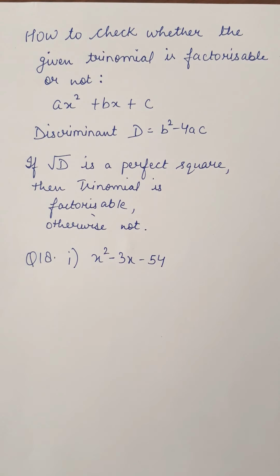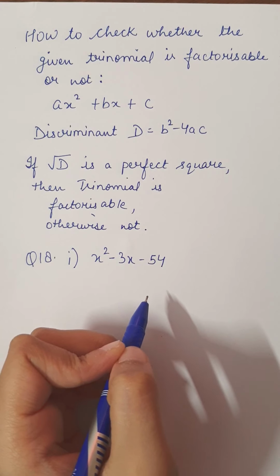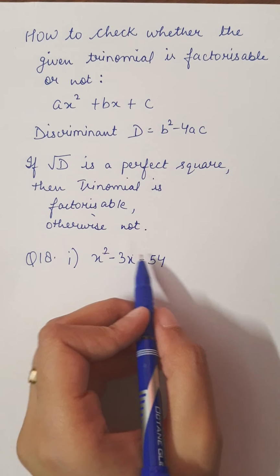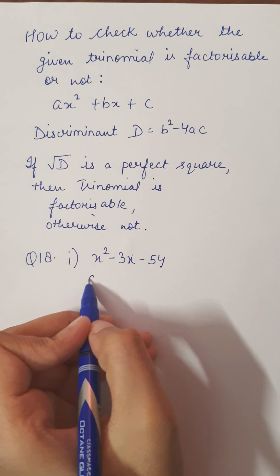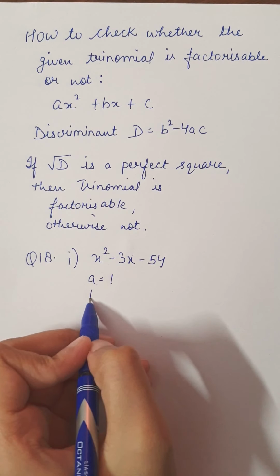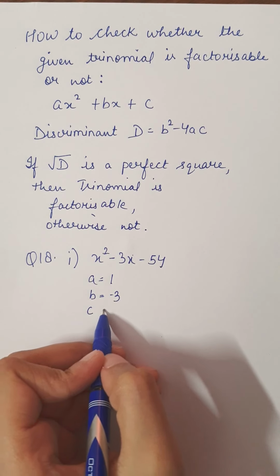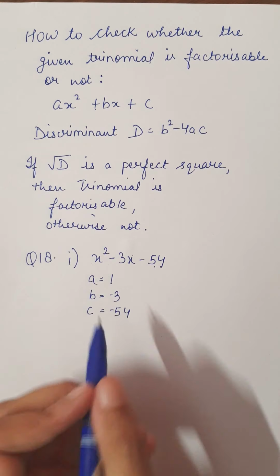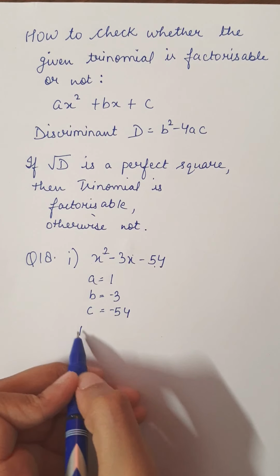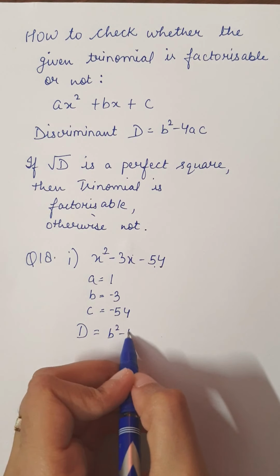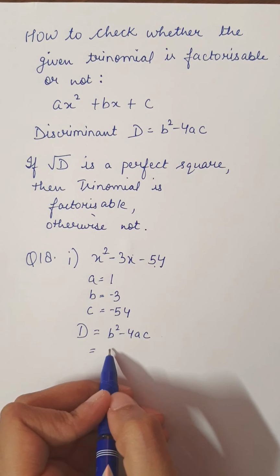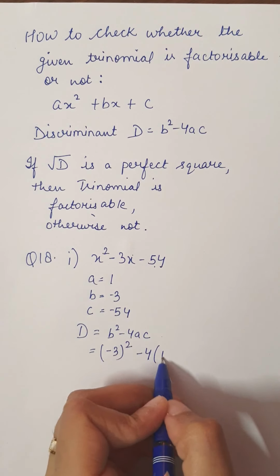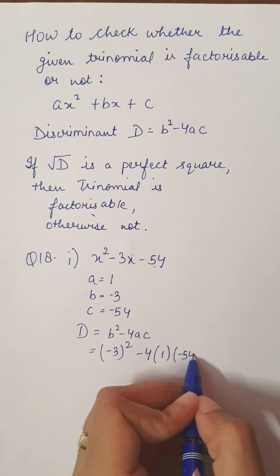So before starting any particular question, you can check by this formula whether the given trinomial is even factorizable or not. Let's check whether the polynomial is factorizable or not without actually factorizing. So here it's in the standard form: power 2, power 1, constant. So here a is 1, b is minus 3 and c is minus 54. So the discriminant is b square minus 4ac. B is minus 3 whole square, a is 1 and c is minus 54.